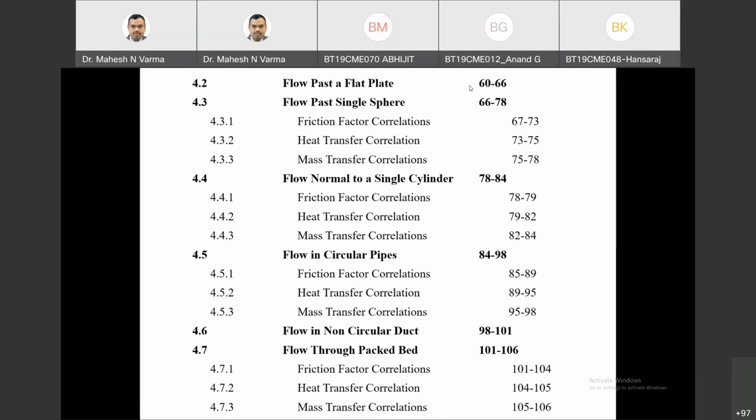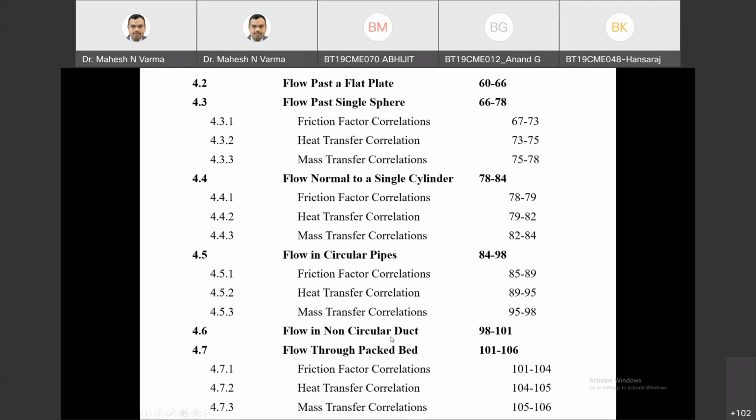What remains is flow past a single sphere, from page number 60 to 78. Friction factor, heat transfer coefficient and mass transfer coefficient, some of the correlations are given. Then we have flow normal to a single cylinder, friction factor, heat transfer coefficient, mass transfer coefficient. Then flow in a circular pipe. Then flow in a non-circular duct.